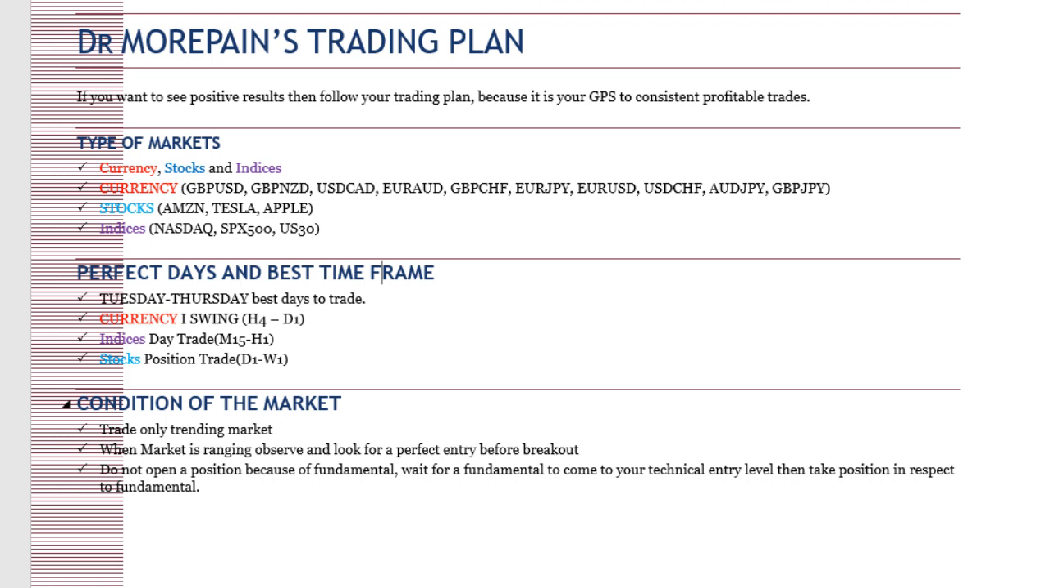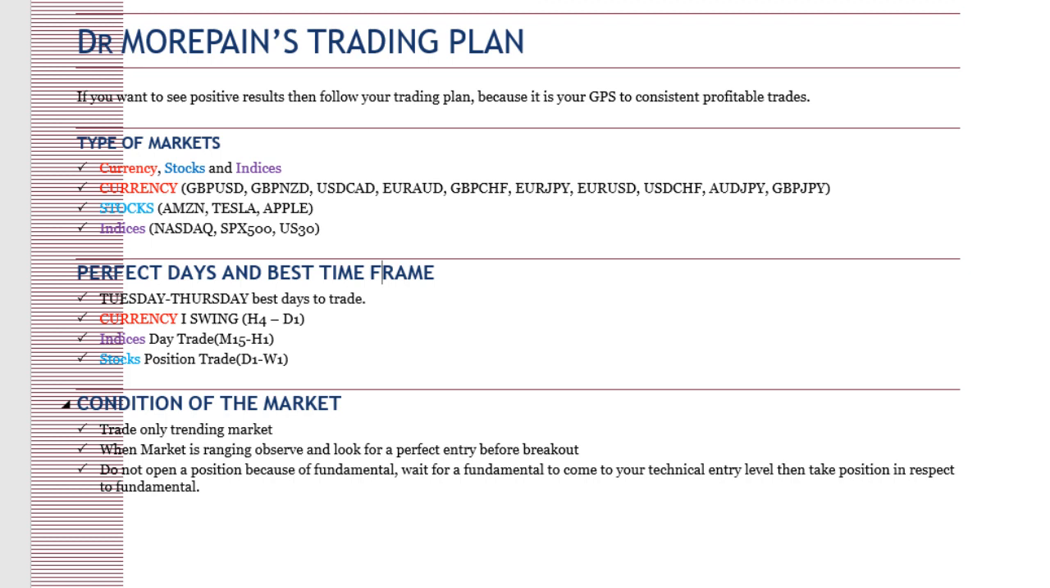So let me just explain mine here. For me, perfect days and best time frame, Tuesday to Thursday are the best days to trade. So for currency, I swing, and most of you guys who have been following me know that for currencies I swing. So I do 4 hour to daily, but in indices I do day trade, which is most of the time I look on the 15-minute to 1 hour chart for an entry. Remember, this is based on the strategy. So for an entry I look on 15 minutes and H1 time frame.